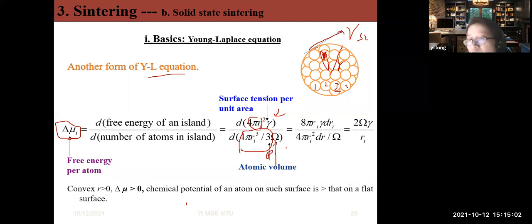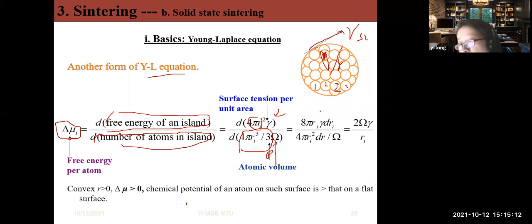So you have the total here, and you have the number here. The rest is just simple math manipulation. You do the differentiation, and it gives you 2 gamma over r again, because the atomic volume is constant. The only changing thing is the r here. That's why the particle size is so important, because the particle size determines the free energy per one atom.